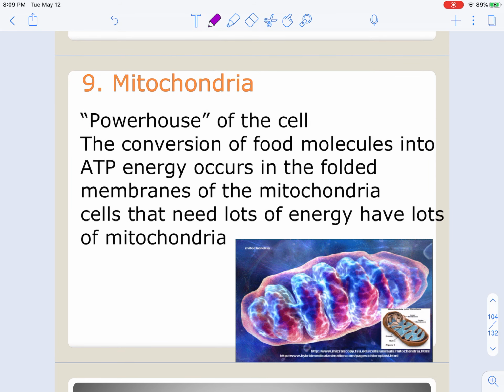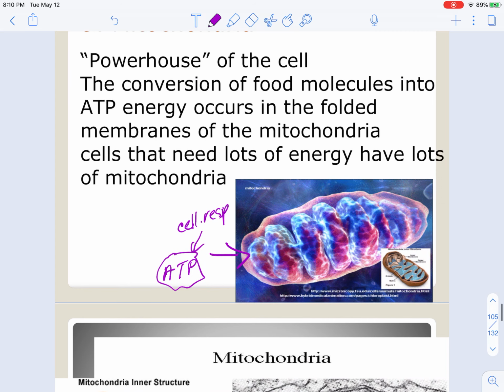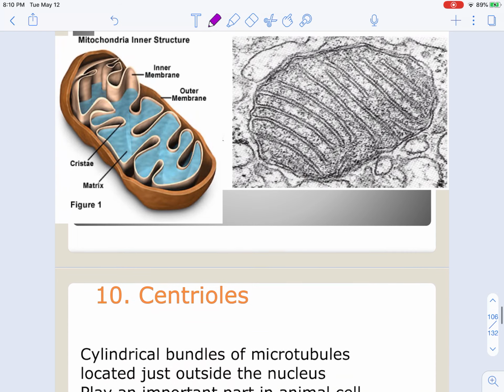Mitochondria is the powerhouse of the cell, which means that it is the location where cellular respiration happens. All the food that you're eating is broken down and sent to cells. That broken down food, glucose, goes to the mitochondria, where cellular respiration happens, and energy molecules called ATP are formed as a result. So cells that need a lot of energy, like muscle cells, will be loaded with mitochondria.